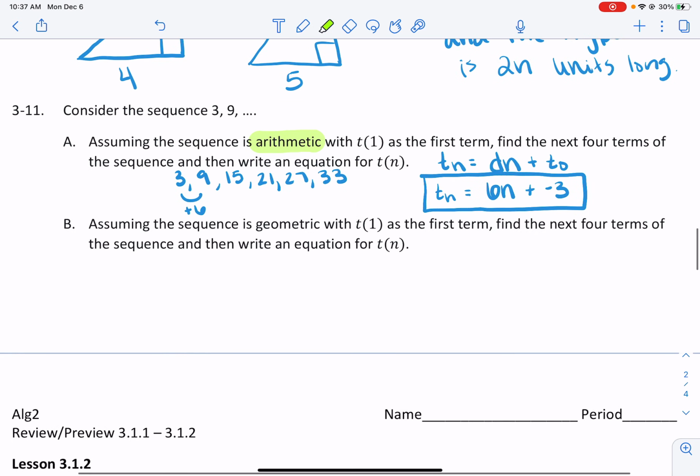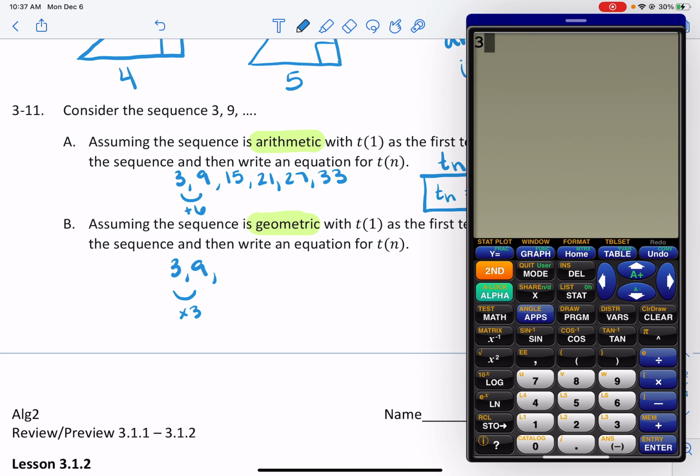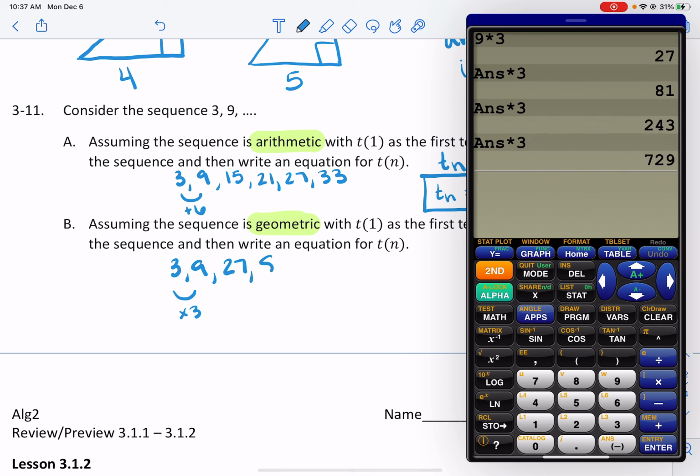But on this one, what if it's geometric? Okay. So we've got 3, 9, but now we're multiplying by 3 each time, right? So we've got 9 times 3, times 3, times 3, times 3. So that would be 27, 81, 243, and 729.